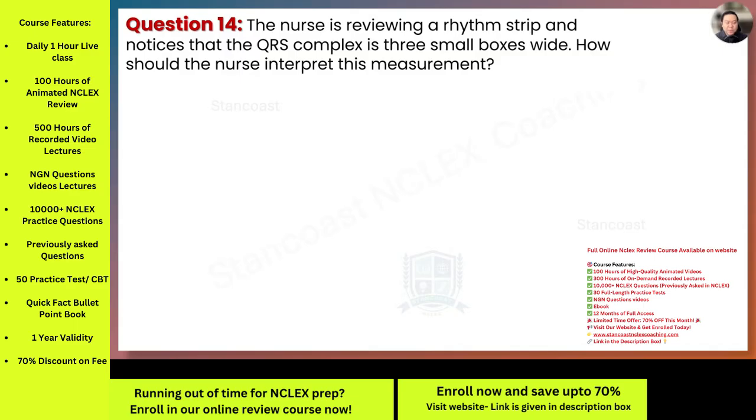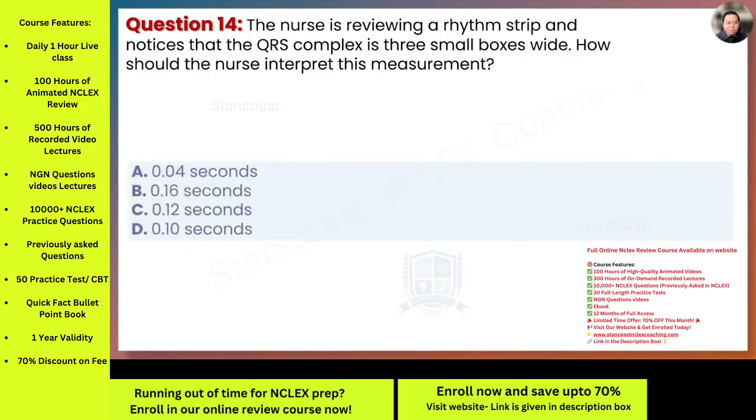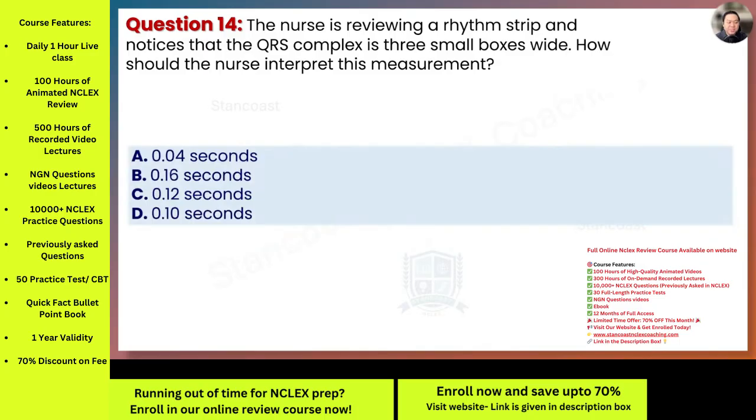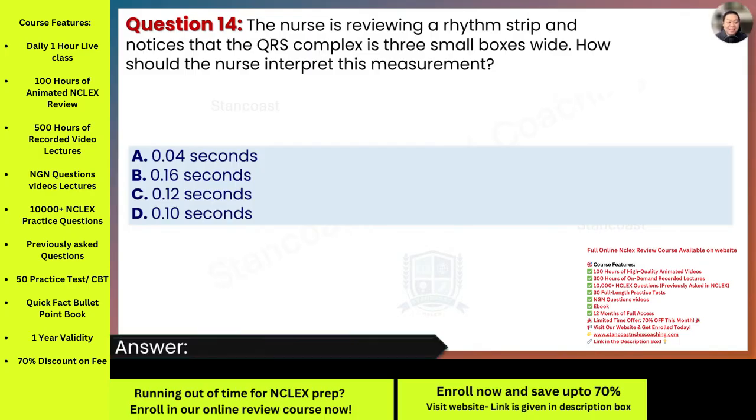The nurse is reviewing a rhythm strip and notices that the QRS complex is 3 small boxes wide. How should the nurse interpret this measurement? Options: A, 0.04 seconds; B, 0.16 seconds; C, 0.12 seconds; and D, 0.10 seconds. The answer here is letter C.